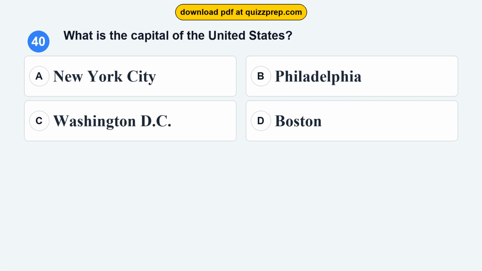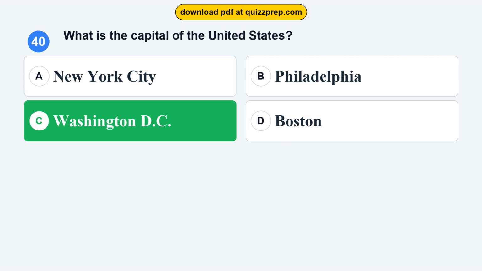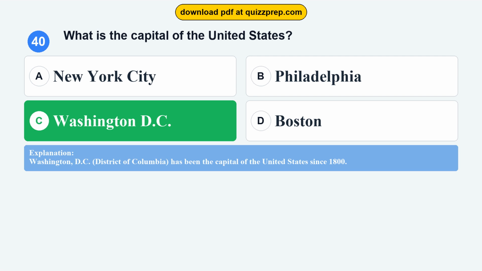Question 40. What is the capital of the United States? Option A, New York City. Option B, Philadelphia. Option C, Washington, D.C. Option D, Boston. The correct answer is option C, Washington, D.C. Washington, D.C., District of Columbia, has been the capital of the United States since 1800.